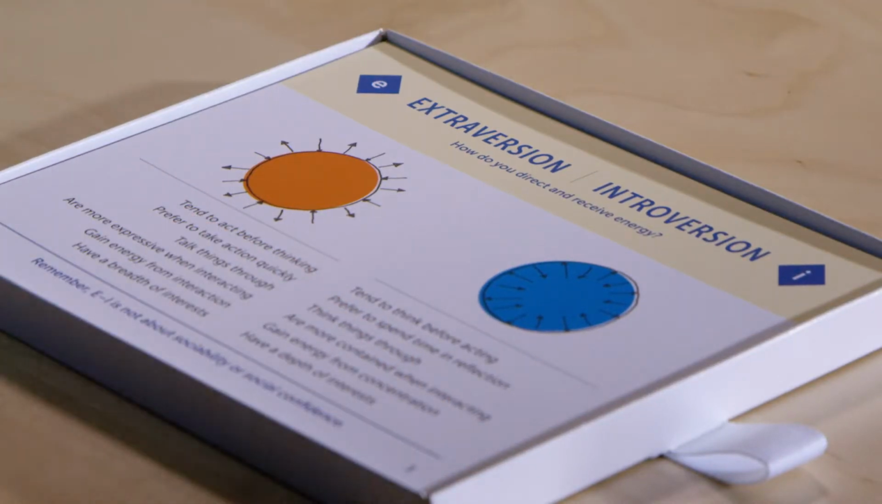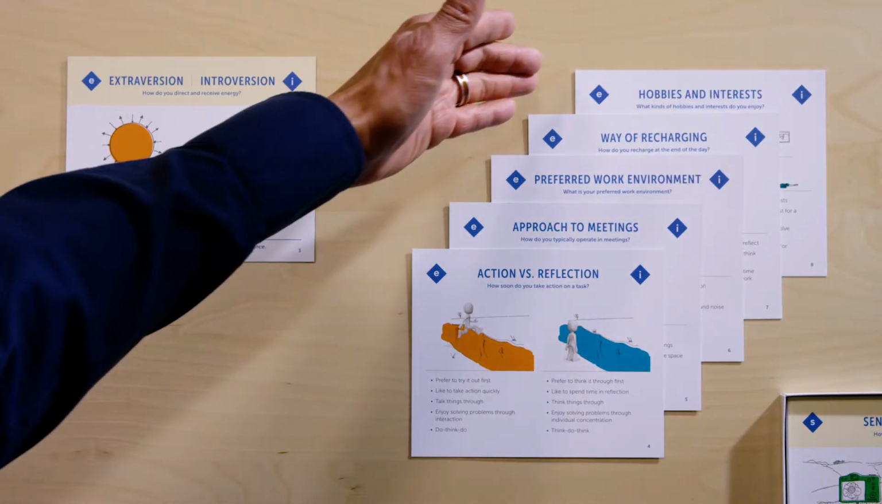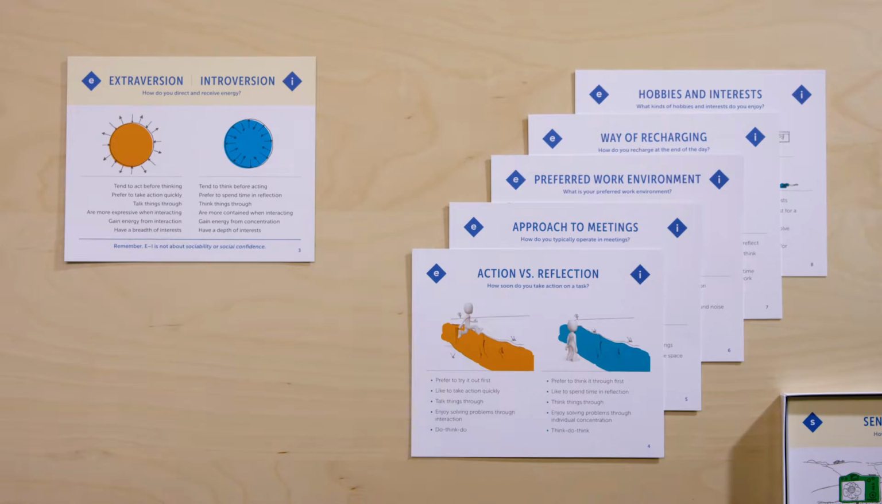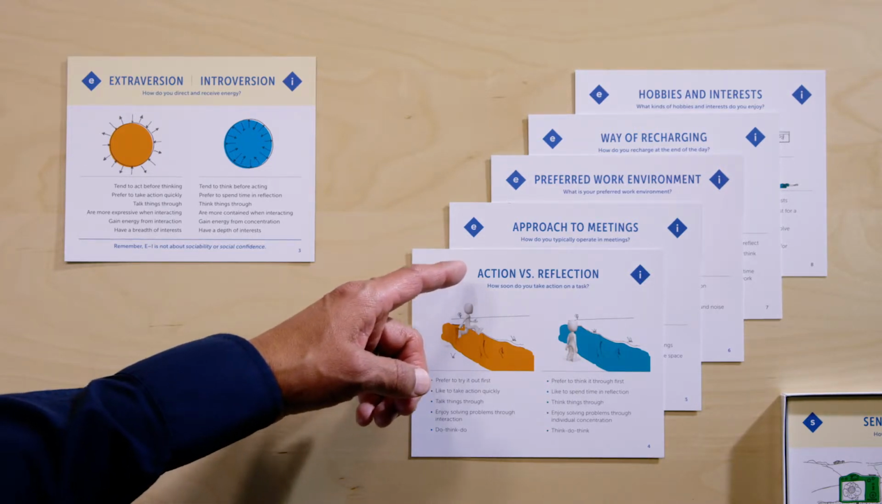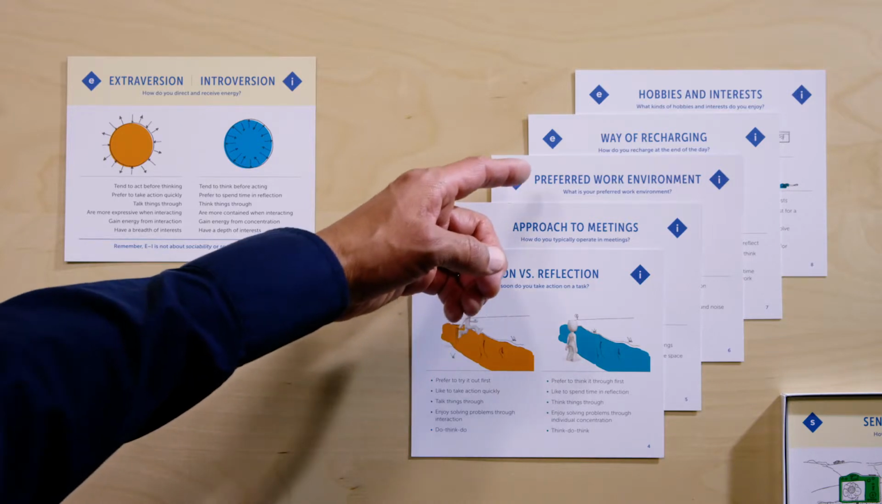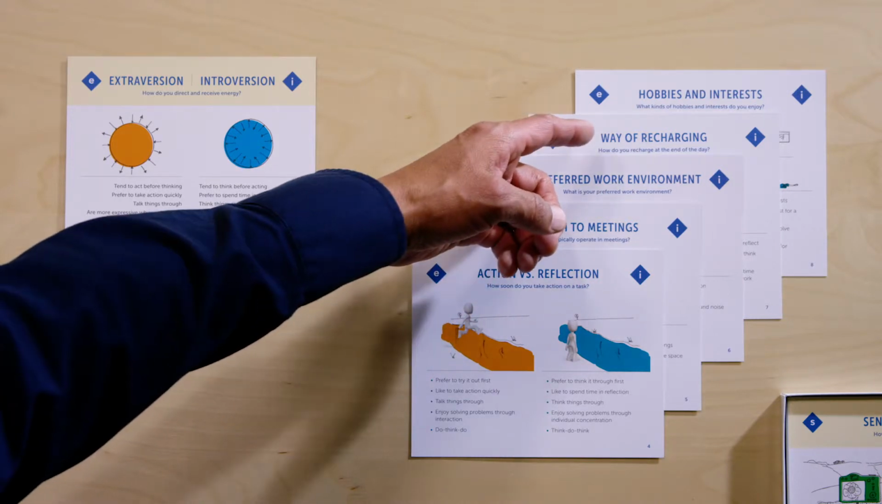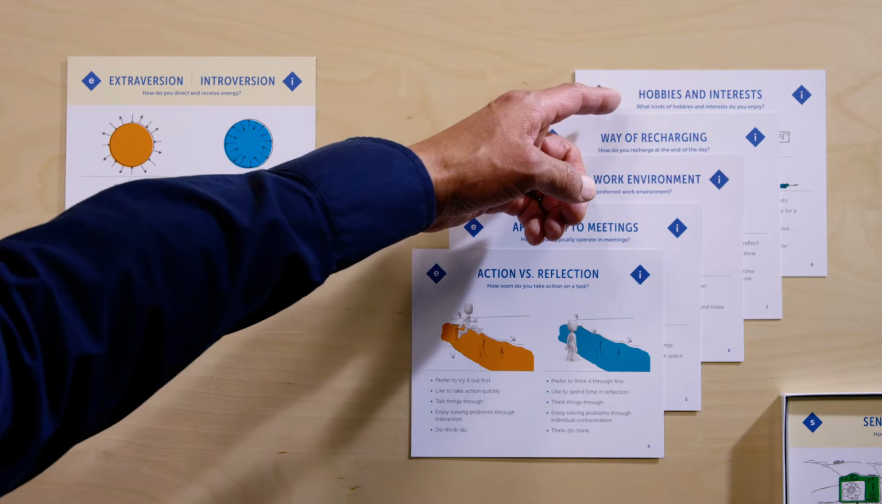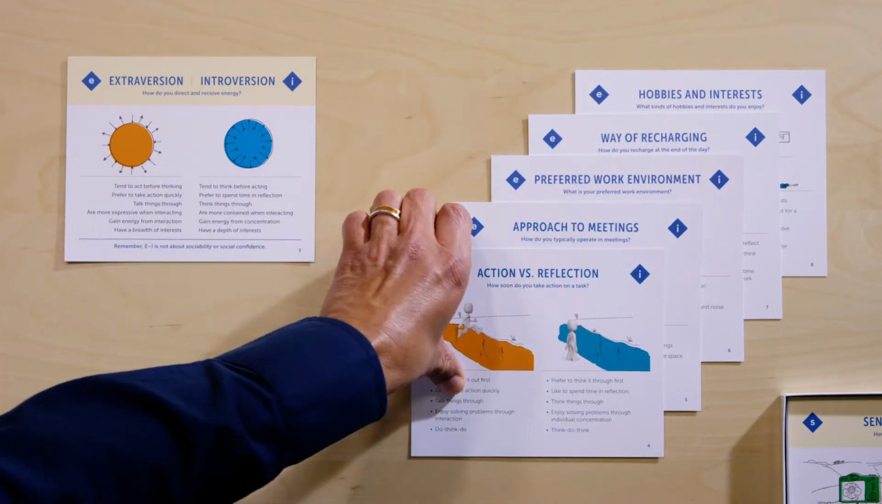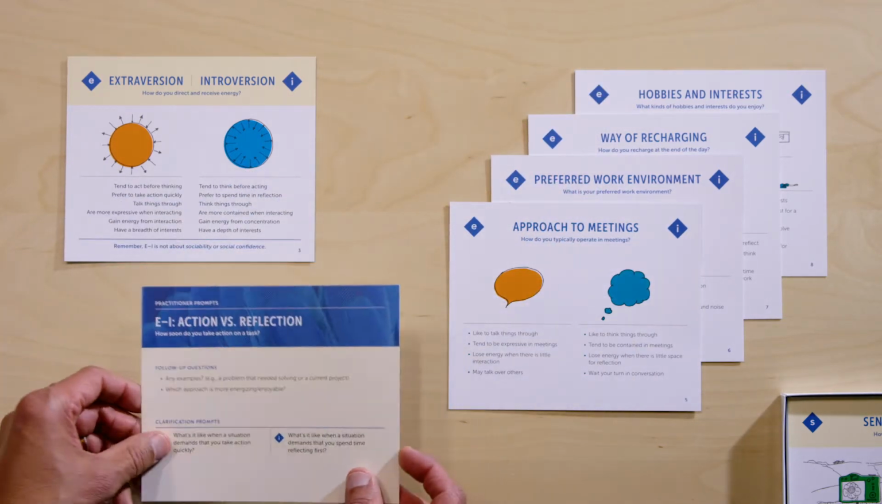Use the descriptions here to guide your explanation, while adding personal examples and anecdotes to bring this preference pair to life. This is followed by 5 cards that delve deeper into this preference pair to help the participant achieve a fuller understanding. Each card approaches the EI preference pair from a different angle. Action versus reflection. Approach to meetings. Preferred work environment. Way of recharging. And hobbies and interests. Let's take a look at the action versus reflection card as an example.